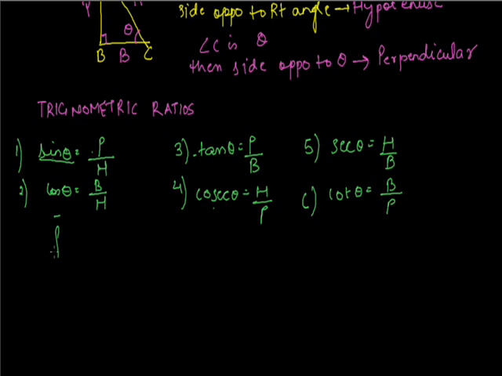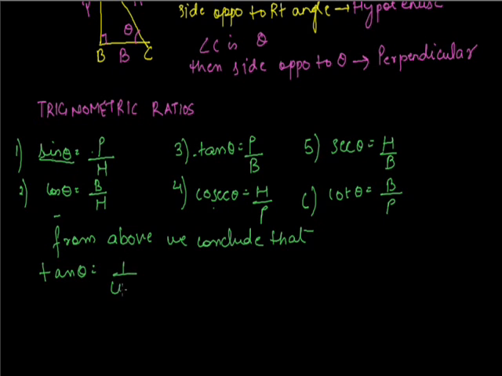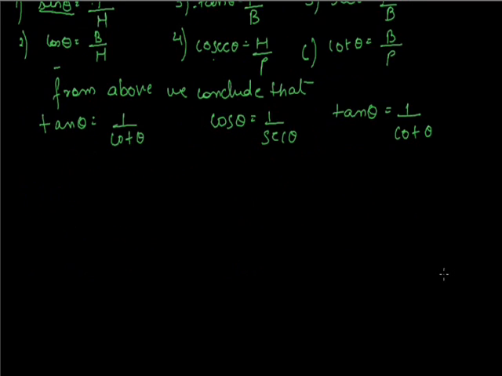So from above, we conclude that sin theta is equal to 1 upon cosec theta, cos theta is equal to 1 upon sec theta, and tan theta is equal to 1 upon cot theta. Okay, now we'll be doing some questions so it will be more clear.